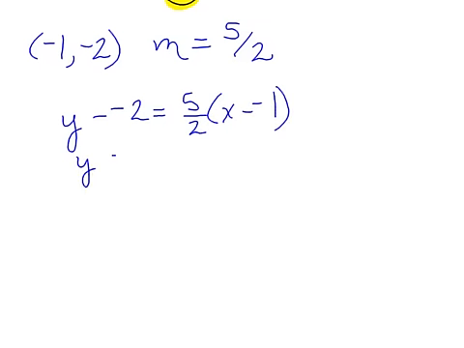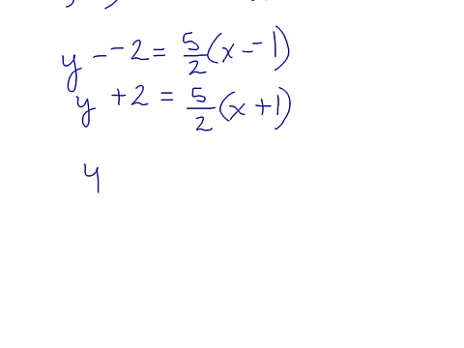Let's do a little bit of simplifying. A minus a negative becomes a positive. Now, I could do a couple of things here. I could go ahead and multiply both sides by 2 in order to get rid of this fraction. Sometimes that will confuse people, so they want to do distributive property first. So that's what we will do. So I will have y plus 2, distributive property, 5 halves times x is 5 halves x, and 5 halves times 1 is just 5 halves.